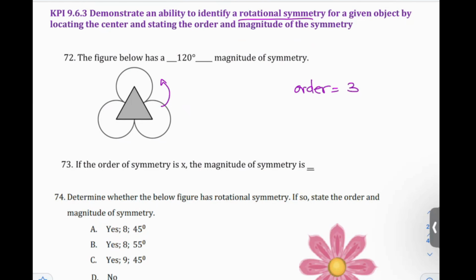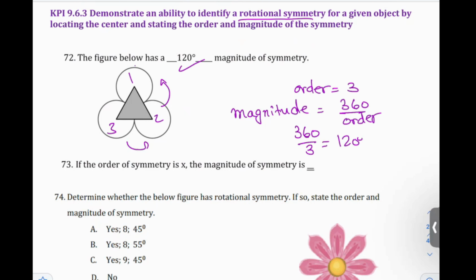Order means the number of times that the shape can rotate and come back to the original position, the original shape. Because if you rotate this, for example, 1, 2, 3, if 2 becomes instead of 1, you will not notice that the shape has been changed. So this is 1, and another time is here, and the third time when it comes back after 360 degrees. So we will say that the order is 3. But the magnitude refers to the angle. Magnitude is 360 divided by the order. So it is 360 divided by 3, which is 120 degrees that we can see here.